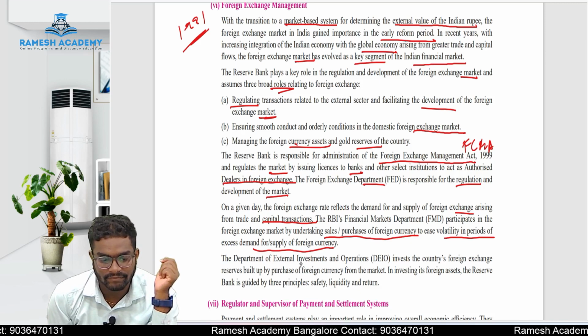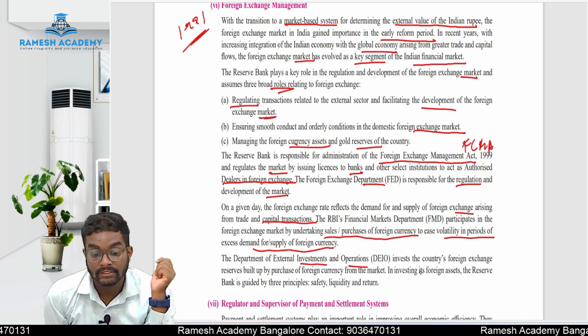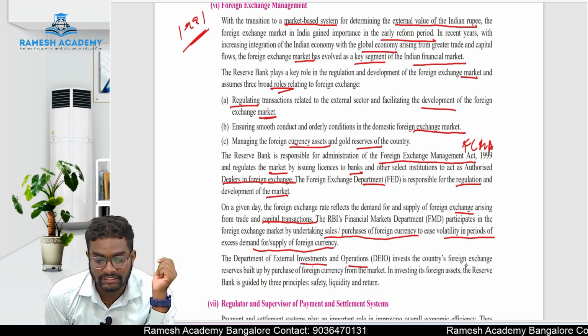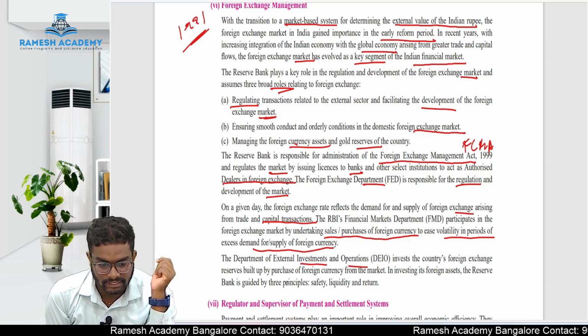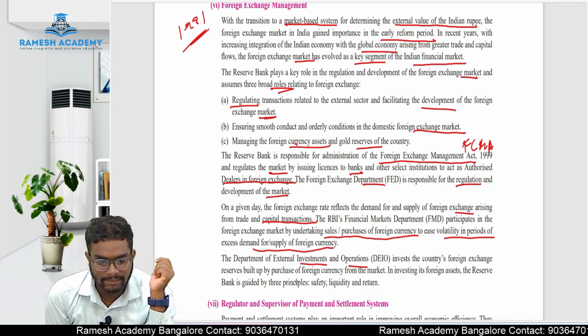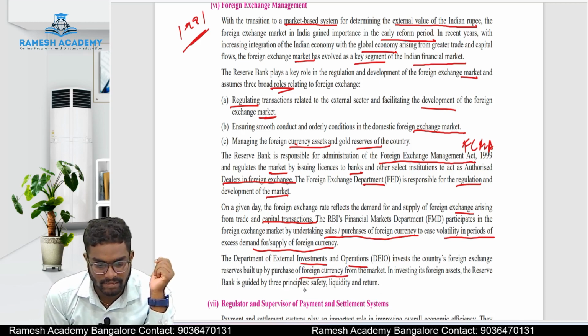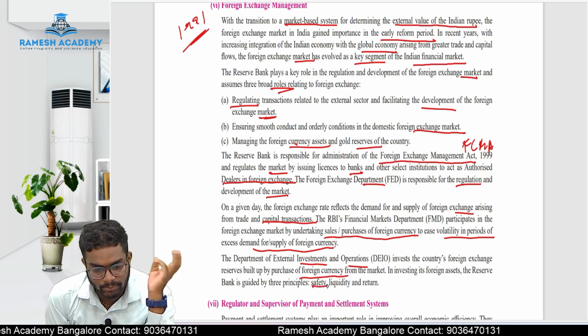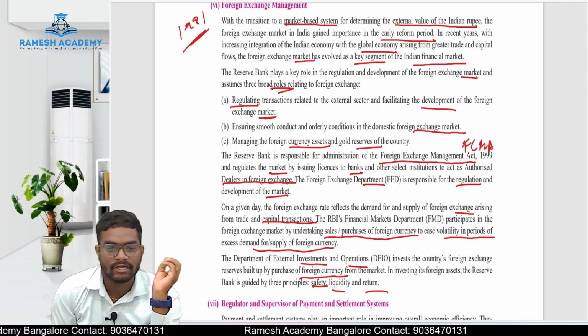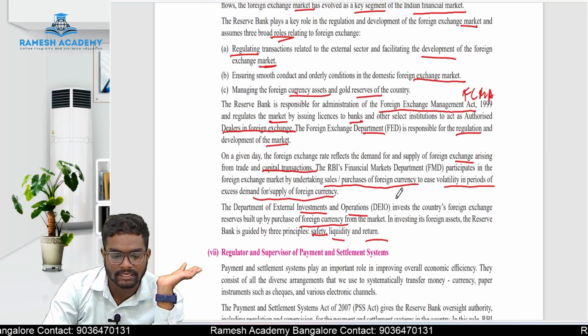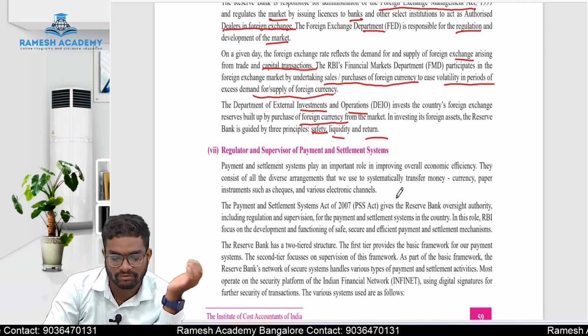The Department of External Investments and Operations, DEIO, invests the foreign exchange reserves built up by purchase of foreign currency from the market. In investing foreign assets, the Reserve Bank is guided by three principles. It should be safe, it should be liquid, and we should have a proper return. These are the three requirements when it is going for foreign investment.